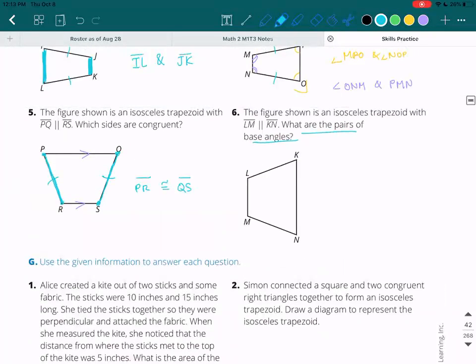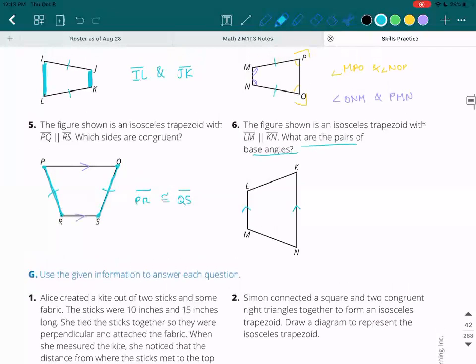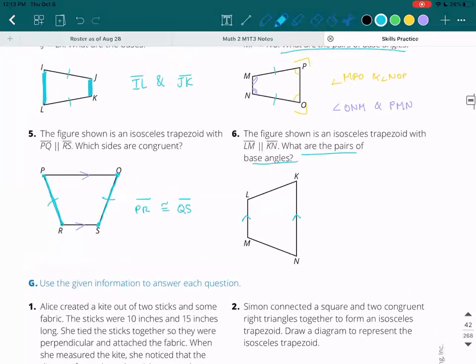Okay, the figure shown is an isosceles trapezoid with LM parallel to KN, this one. What are the pairs of base angles? Okay, so it's just like the one that we did on top. We need to name the base angles. So I'm gonna mark them.